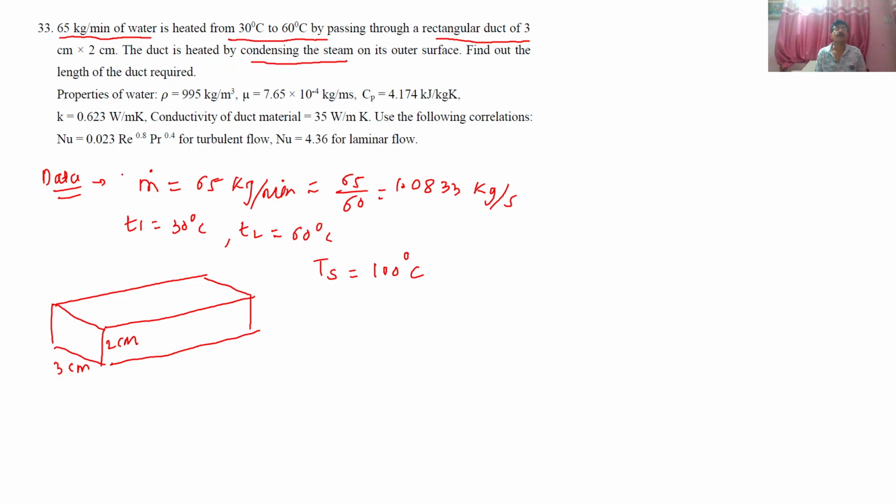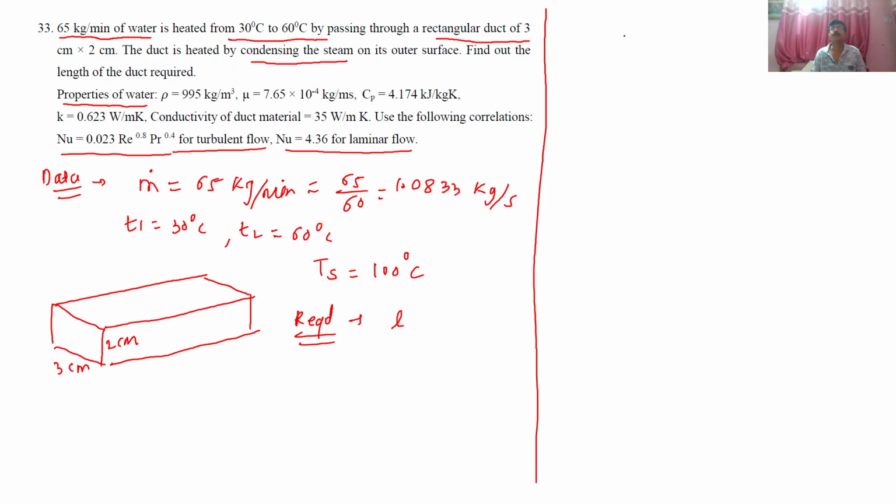And what is the given data? These are the properties of water given to you. Correlations are given to you. But remember, here one is given for turbulent flow and the other is given for laminar flow, so you have to make a choice here. And the required answer we need to find out is the length of the duct.